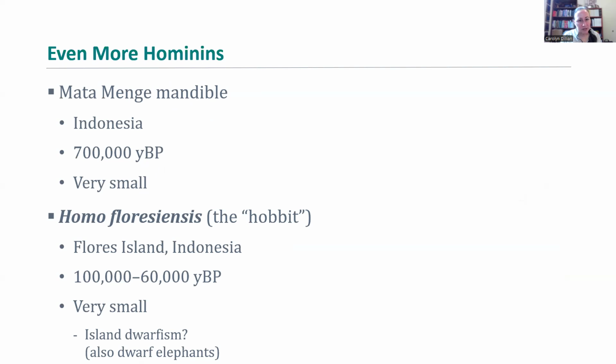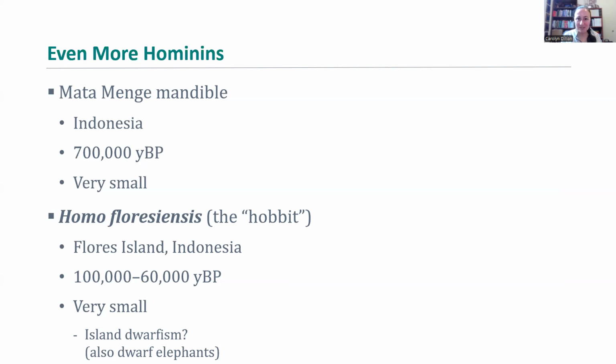There have been some others. There's a mandible that's been found in Indonesia that only dates to about 700,000 years ago. That's really small. And strangely, on the island of Flores in Indonesia, there was a hominin that's been nicknamed the Hobbit because it's very, very small, that only dates to between 100 and 60,000 years ago. Now, what's interesting about this is that you have Homo sapiens moving into this part of Southeast Asia at about the same time. So this species, very small, perhaps representing something called island dwarfism.